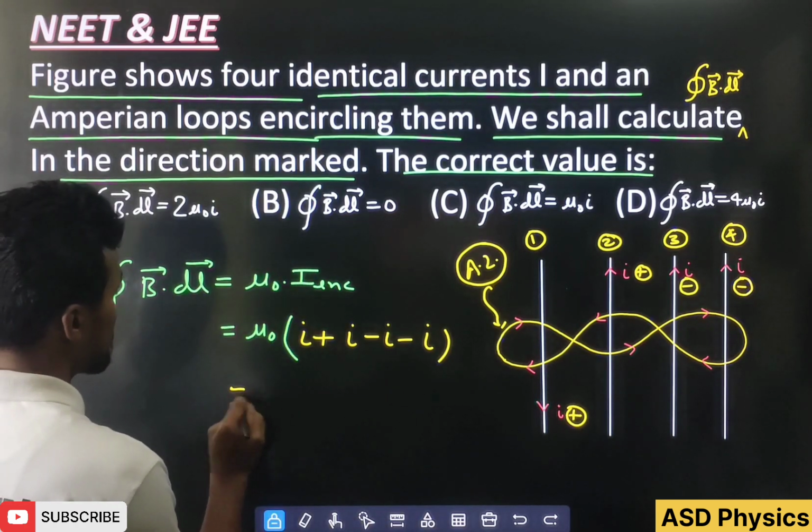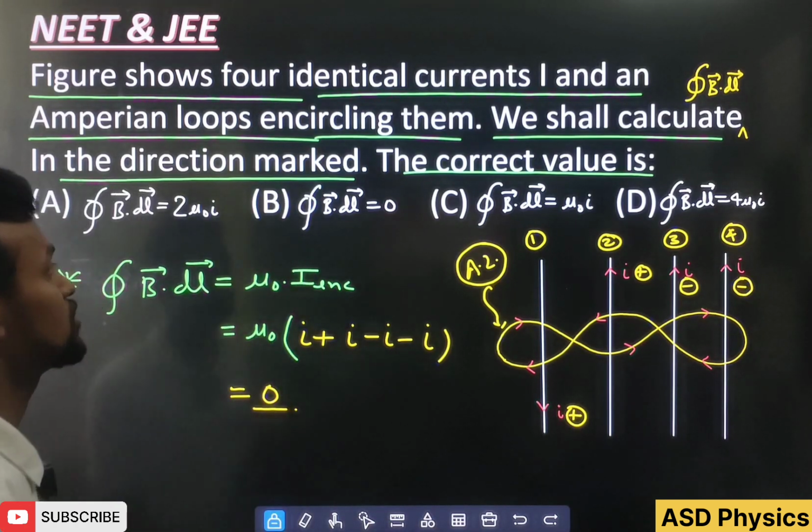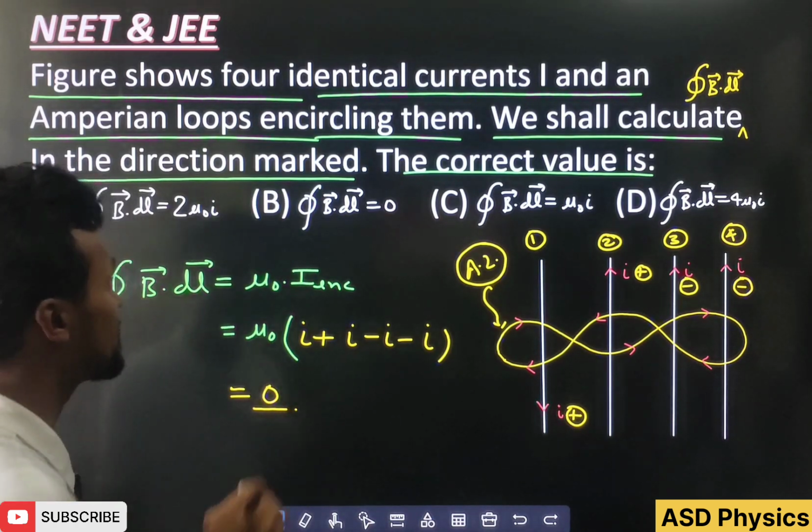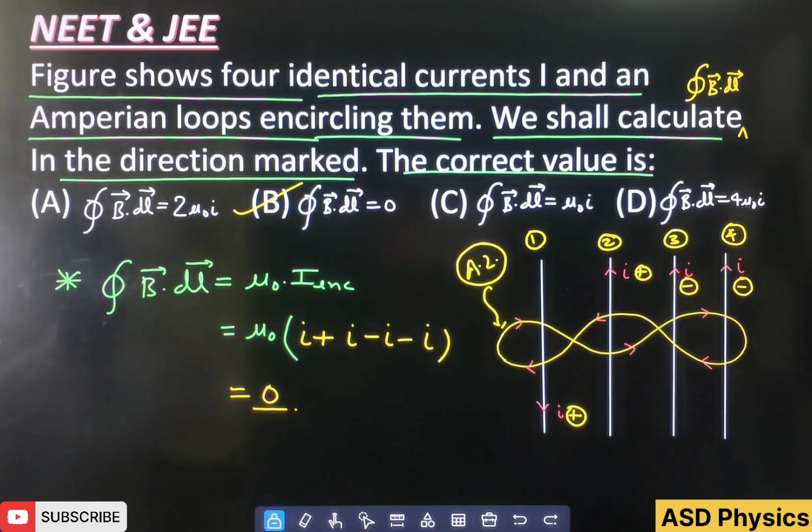So what will come here? It will come here 0. What will come? 0. So closed integral B.dl is 0. This is there. Option B is the answer. Very, very important in the exam.